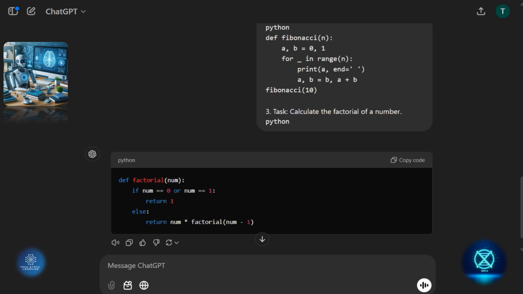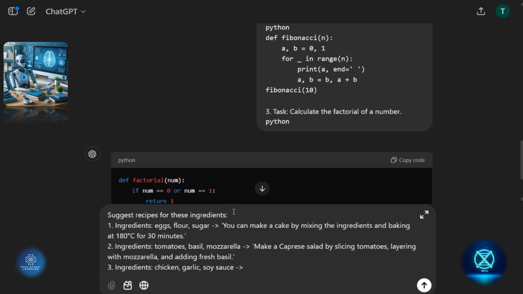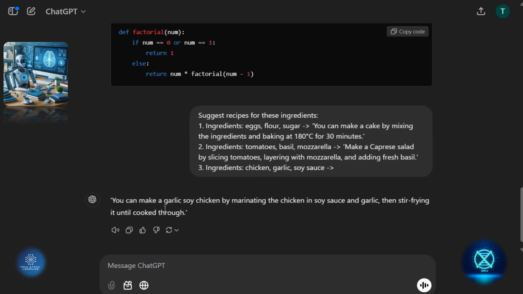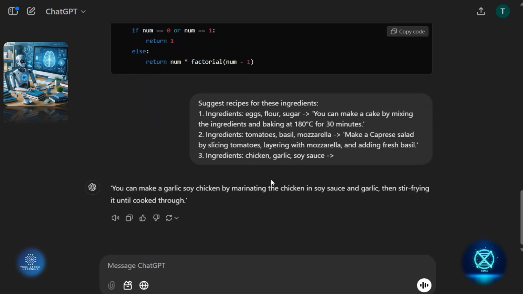Next example, if you want any recipe suggestions, right? So let's see how this looks. Suggest recipes for these ingredients. Ingredients: egg, flour, and sugar. So this is how it looks. Ingredients: tomato and this. This is how. And if my ingredients are chicken and garlic, what recipe is it going to give me, right? So you can see, you can make a garlic soy chicken by marinating the chicken. So this has given a similar line of ones.